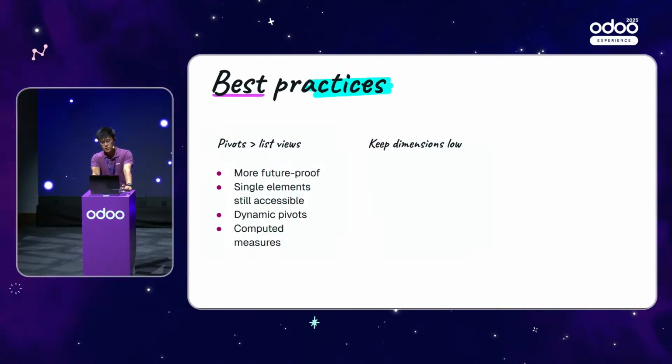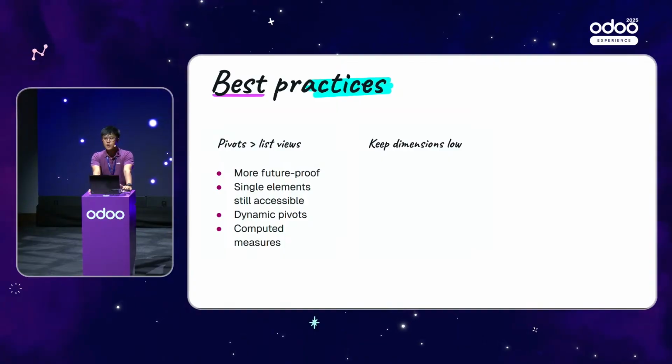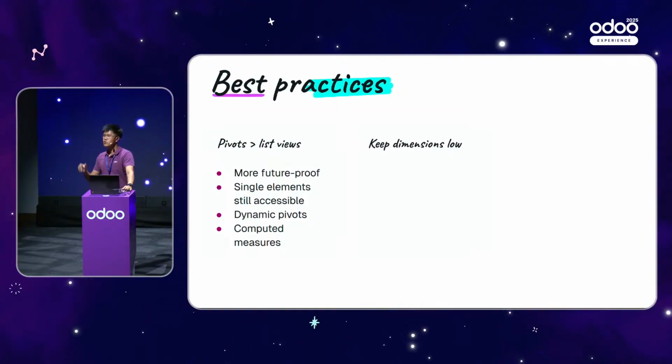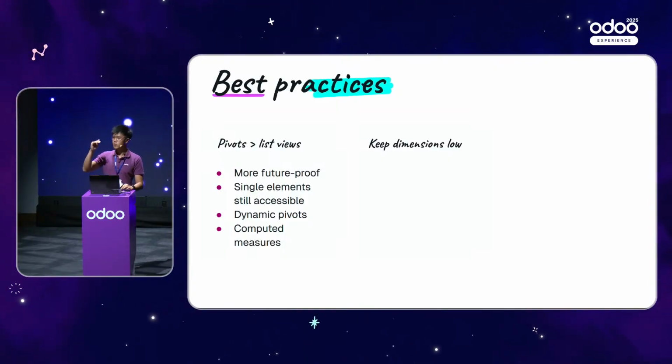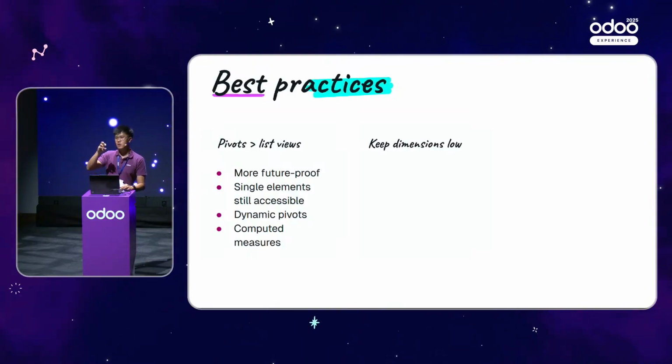Second one is about keeping dimensions low, because you would be tempted to see, okay, I would like to have a pivot that is grouped by company, by vendor, per date, blah, blah, blah, and then it gets like a super precise drill down. But if you do this, it's not readable anymore, okay?